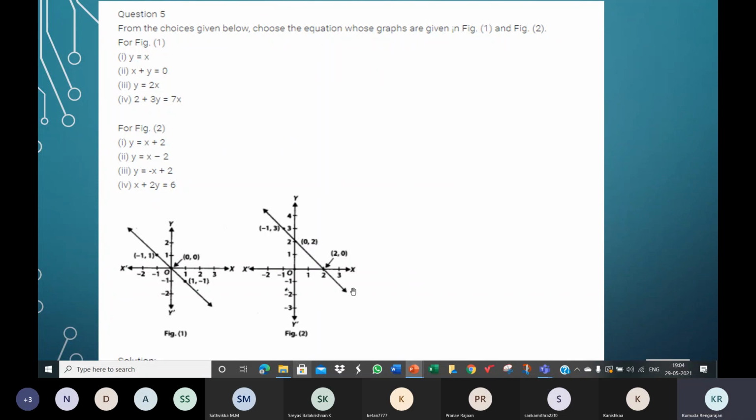We have 3 points on the straight line, children: -1, 3, 0, 2, 2, 0. Go back to the equations. Whichever equation is satisfied by all the 3 points will be the correct equation.